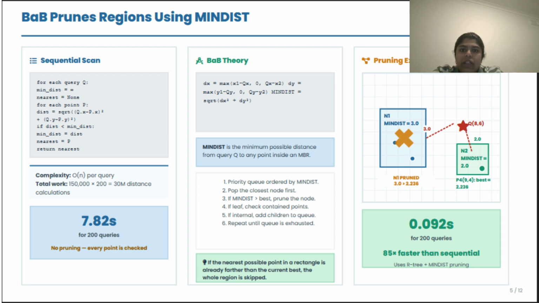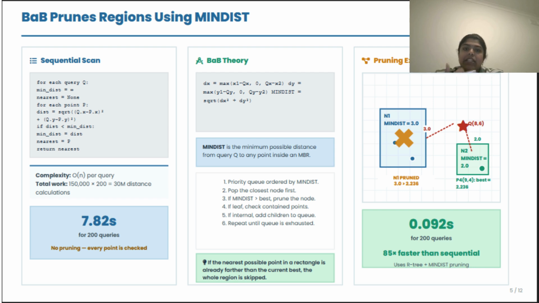Sequential scan checks all 150,000 parking points for every single query. 200 queries multiplied by 150,000 points equals 30 million distance calculations. It took 7.82 seconds. The reason it's so wasteful is that it has no spatial awareness. It computes the distance from every parking lot, even ones on the other side of the city. Even though those lots clearly cannot be closest, every point is checked regardless.